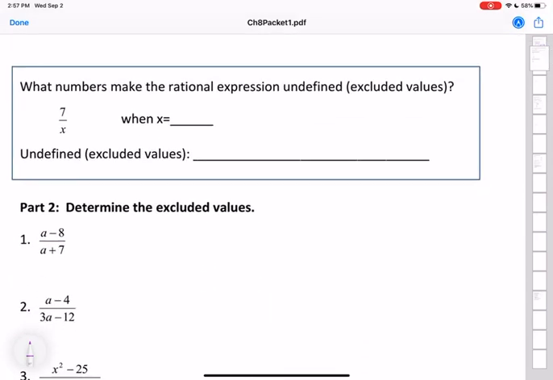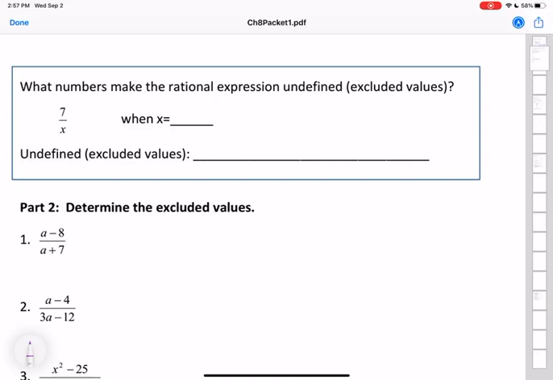It says, what numbers make the rational expression undefined? So what does undefined mean in a fraction? If we have 7 over x, that means 7 divided by something is undefined. Any ideas? Like on your calculator, there's a certain number where if you do 7 divided by that number, it will say error or undefined.